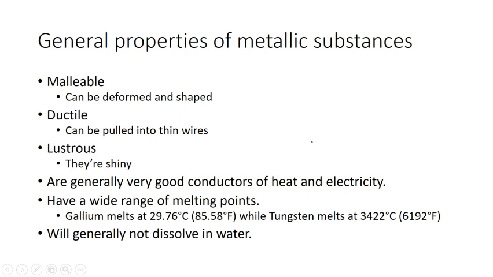They do have a wide range of melting points though. All right, so gallium, right, that melts at 29.76 Celsius, which is not all that warm. Basically, you can melt gallium in the palm of your hand, while tungsten melts at 3,422 Celsius, which is a rather high temperature. As you probably also know, metals tend to not dissolve in water.